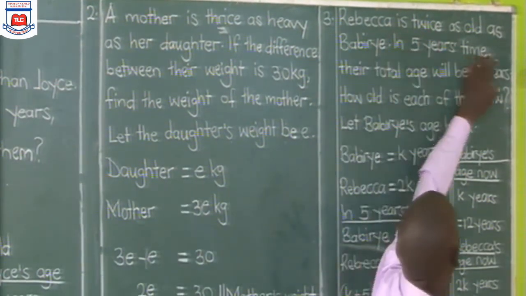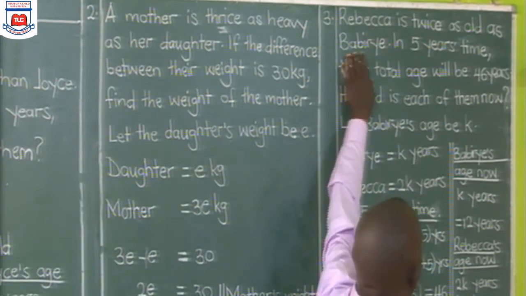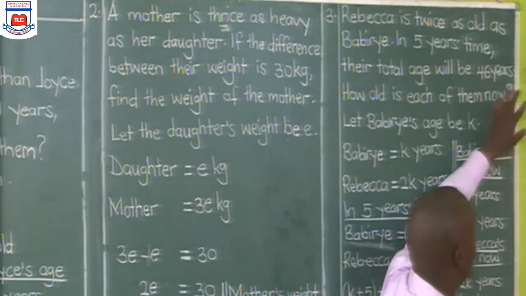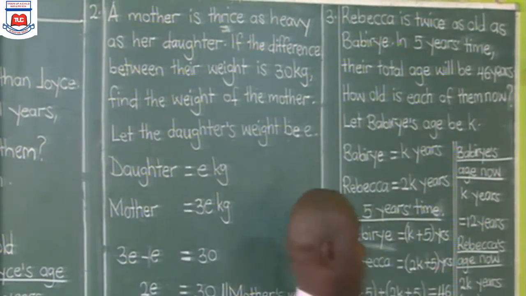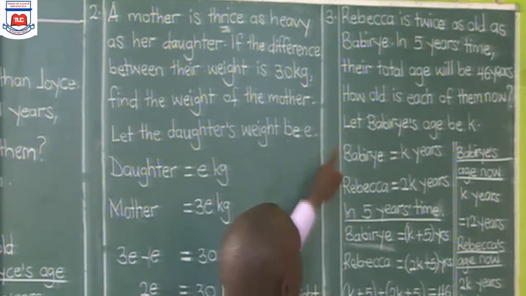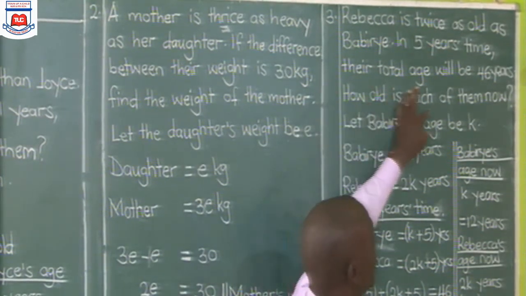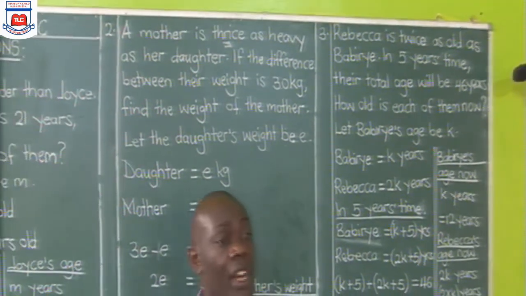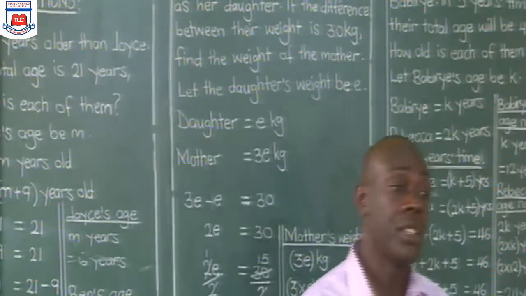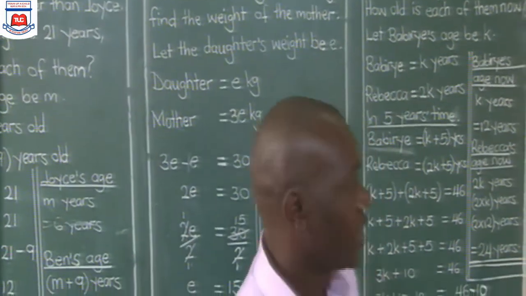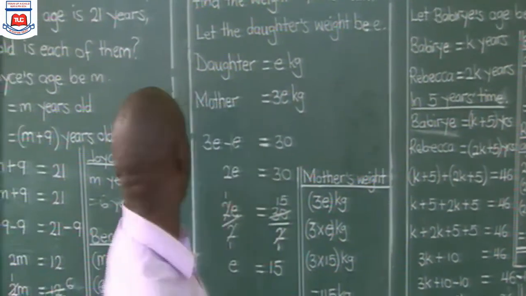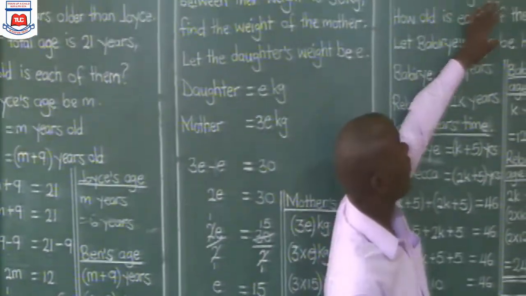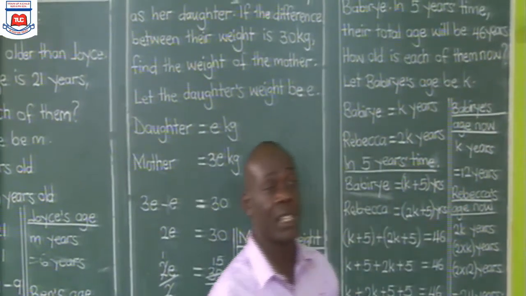Rebecca is twice as old as Bavirie. In 5 years' time, their total age will be 46 years. The question reads, how old is each of them now? It should be noted that in number 1, the total age was for the present ages of the people involved, whereas in number 3, the total age is after 5 years' time.